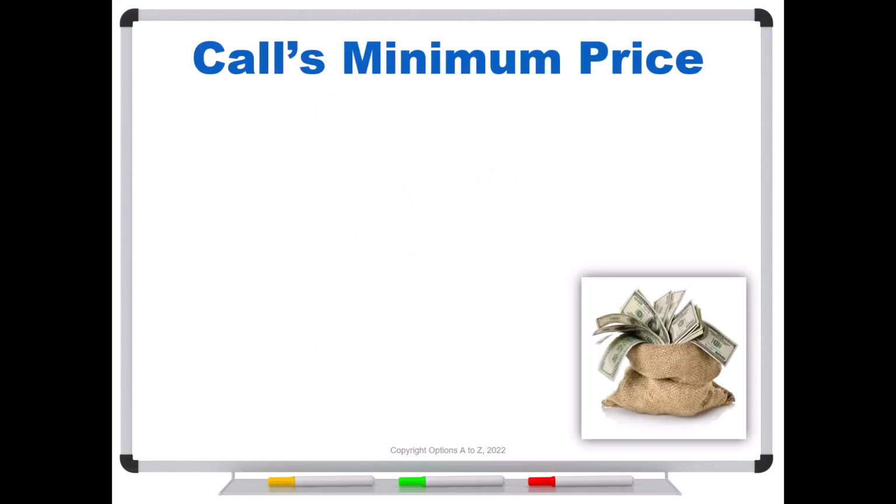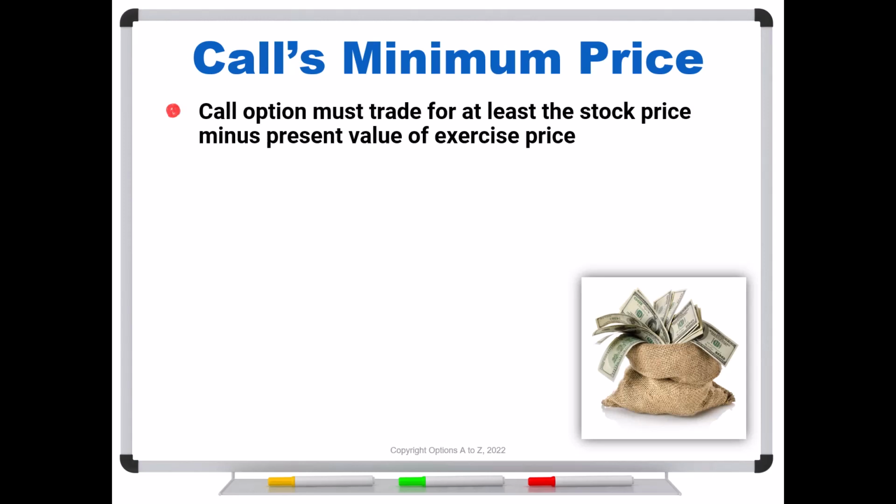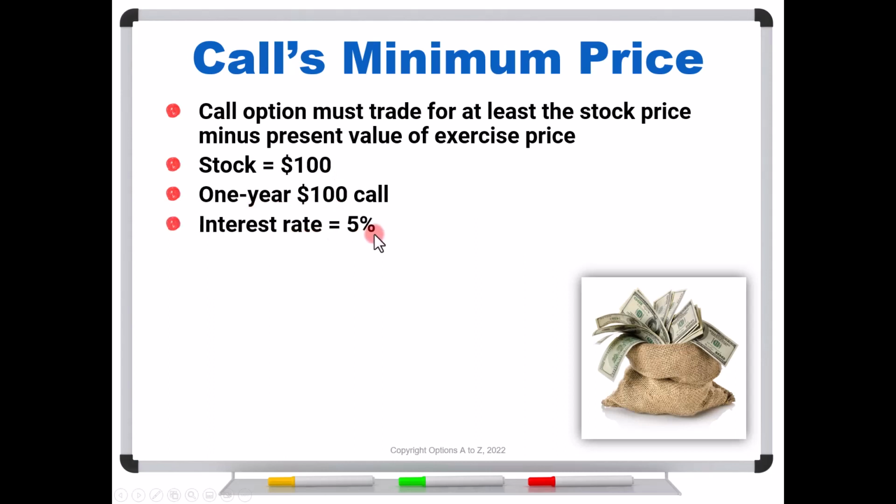So a call's minimum price is pretty easy to specify in a formula, but it's not quite so easy to understand why. And so here it is. The call option must trade for at least the stock price minus the present value of the exercise price, or the strike price. So here's what it means. Let's say that the stock is trading for 100, and to make the math easy, we're just going to look at a 1-year $100 call. We're going to assume that interest rates are 5%. This would be the risk-free interest rate.